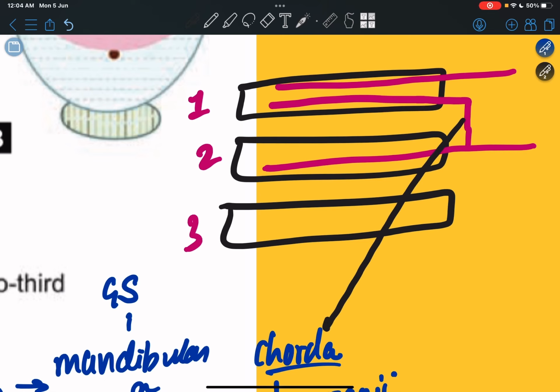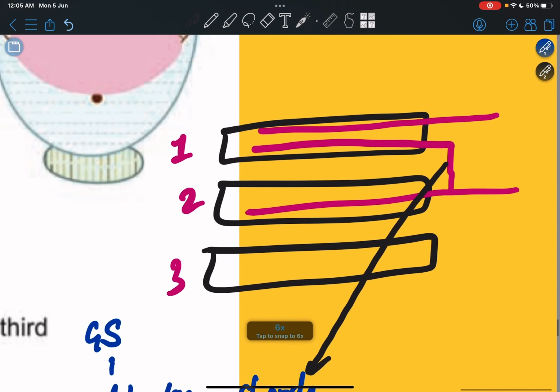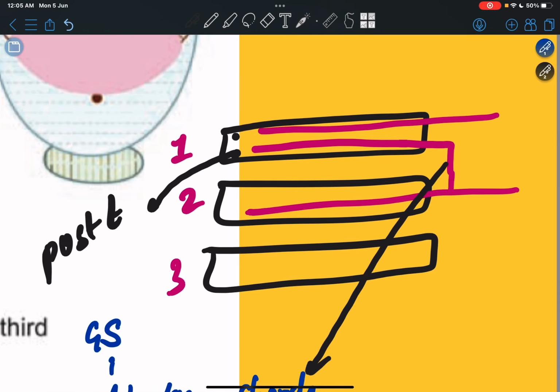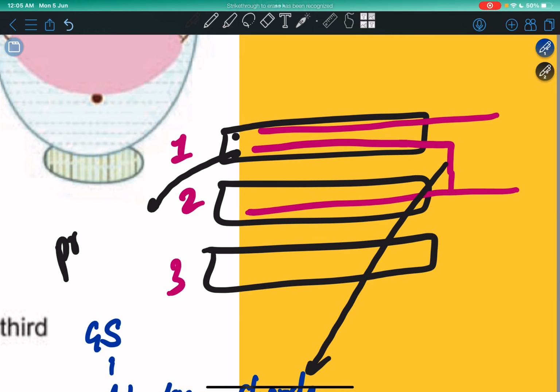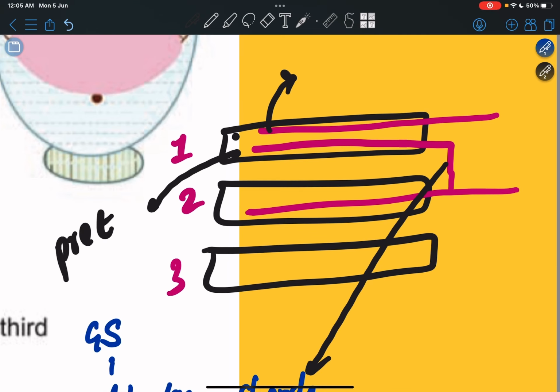This is the chorda tympani, obviously. So one more thing that you can take from this is the nerve which supplies the caudal region of the arch. This is the caudal region, this is the cranial region. The caudal region of the arch is called the post-trematic nerve, and the one that supplies the cranial part is called the pre-trematic nerve.